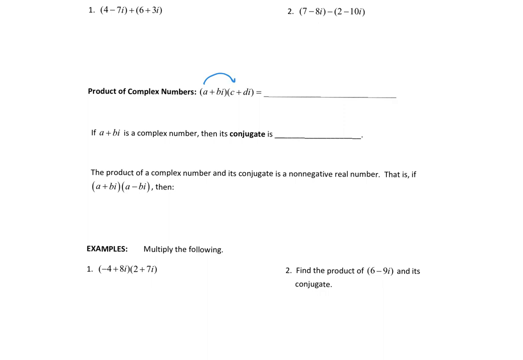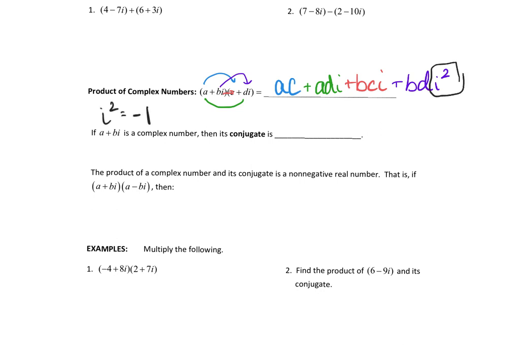So in this particular case, we're going to do A times C, which is your first, A times DI, which gives you the imaginary part, and then BI times C, or plus BCI, which is another imaginary part, and then you're going to get the BI times DI, which gives you BDI squared. And the most important thing we need to see here is that we have this I squared term. And remember that I squared is always equal to -1.